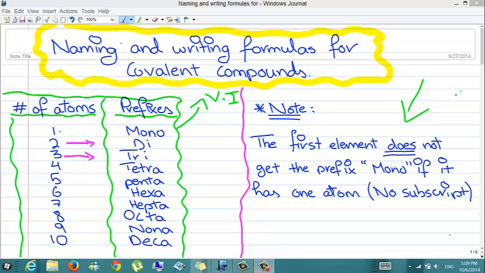The subscript of 1 stands for mono, the subscript of 2 stands for di, the subscript of 3 stands for tri, 4 stands for tetra, and 5 stands for penta, and so on. You will need them in naming and writing the formulas.